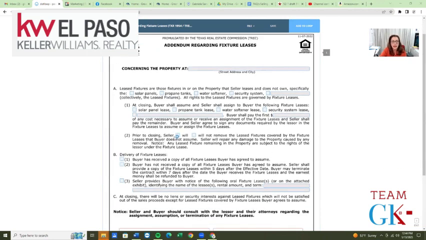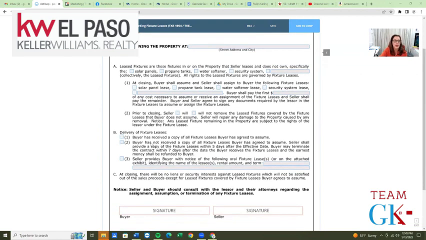Or prior to closing, seller will or will not remove those fixtures, okay, and the buyer does not assume. Seller will repair any damage, any holes on the roof, anything that he messes up because they remove the solar panels or the water filtration system or whatever, caused by any removal. Notice, any lease fixtures remaining in the property are subject to the rights of the lease. So anything that's still there is still subject to that lease.